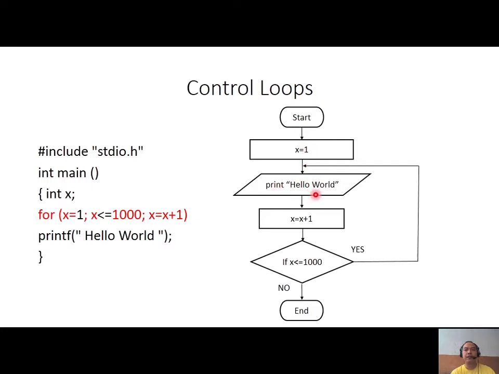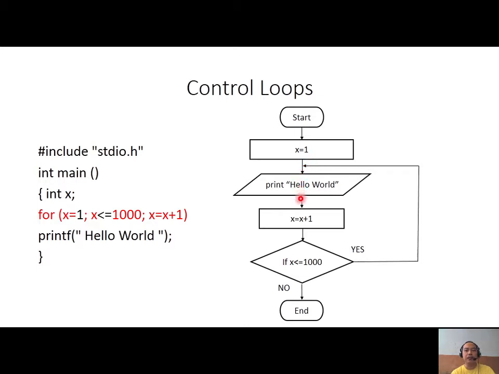Okay, so it will print hello world. Then x now will become 2. Then you will be asked by a decision block, is x less than or equal to 1000? So actually x is equal to 2 and it's still less than or equal to 1000. So it will go back again and again until it reaches, let us say, 998.